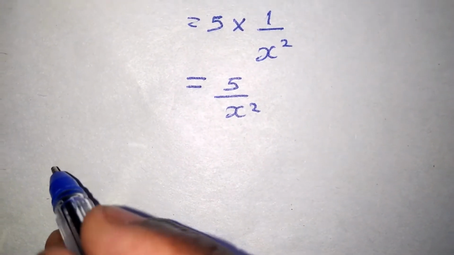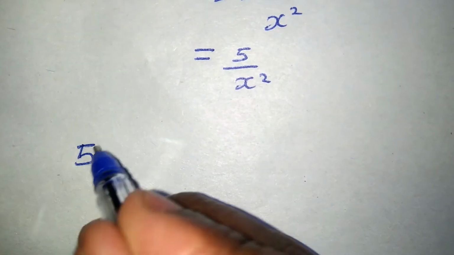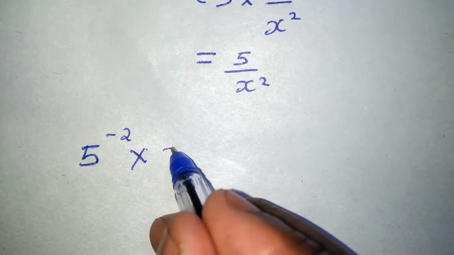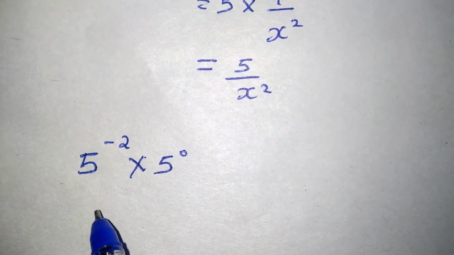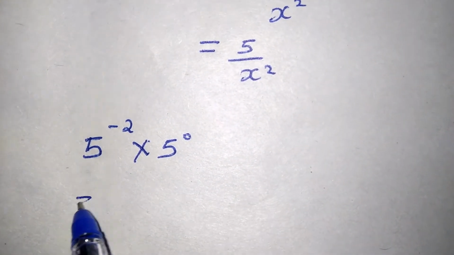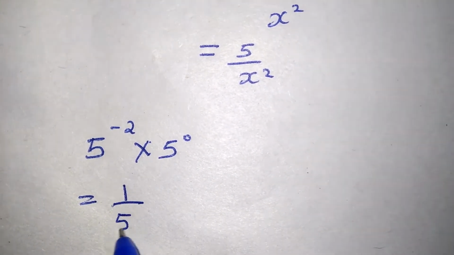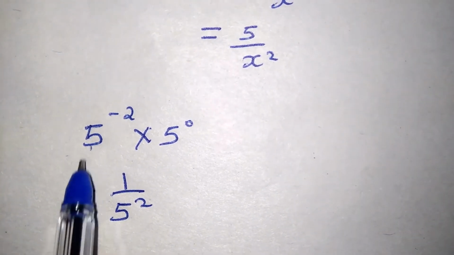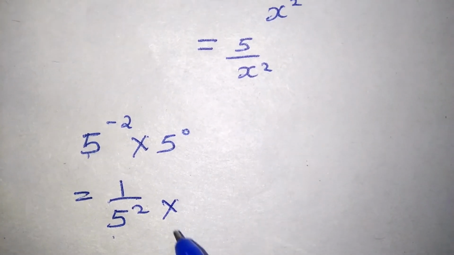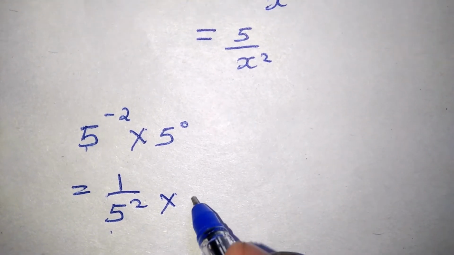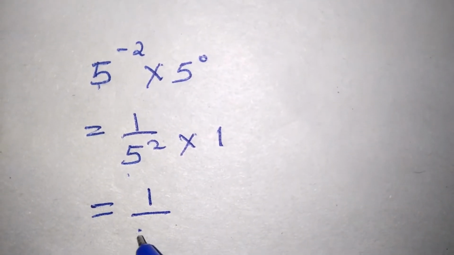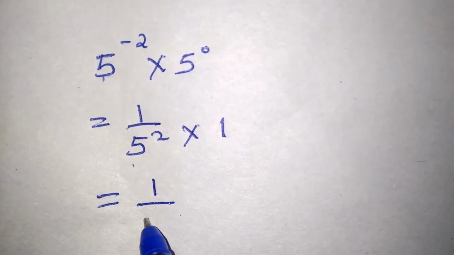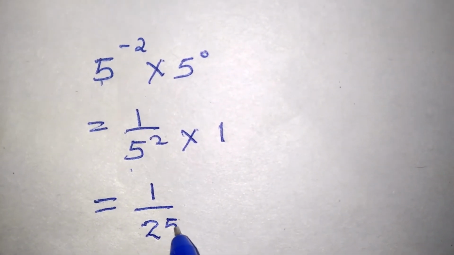Another one, 5 raised to negative 2 times 5 raised to 0. We have 1 over 5 squared following the reciprocal law, times any number raised to 0 is equal to 1. And so the final answer is 1 over 5 squared, which is 1 over 25.